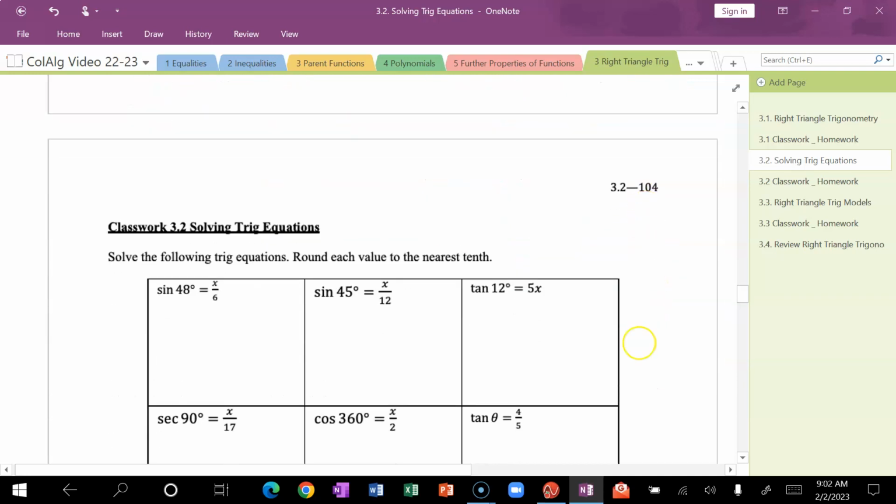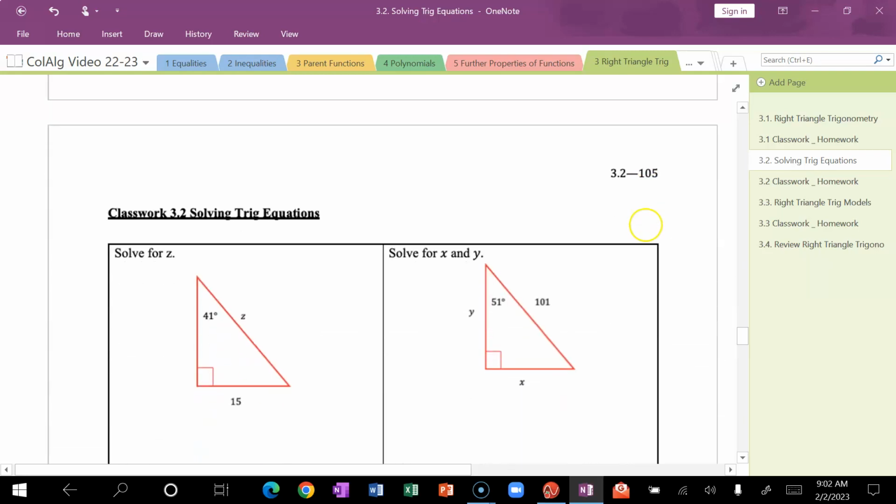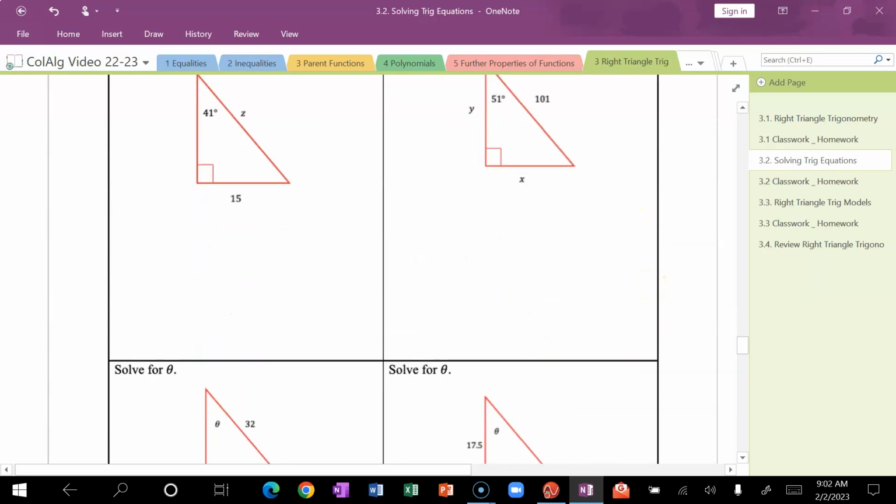And that should take you up into working problems like this, classwork and or homework. So be sure you're grounded in this because these will start to show up in word problems as we go on.